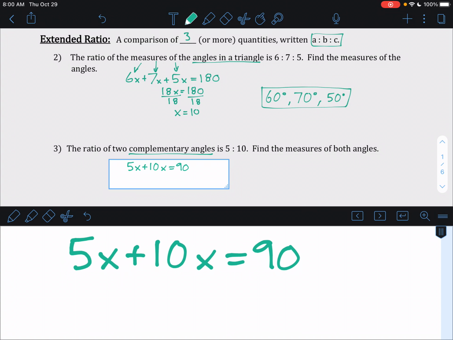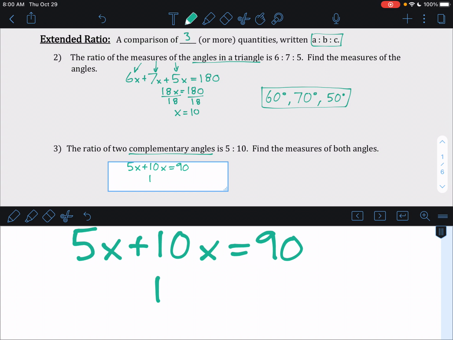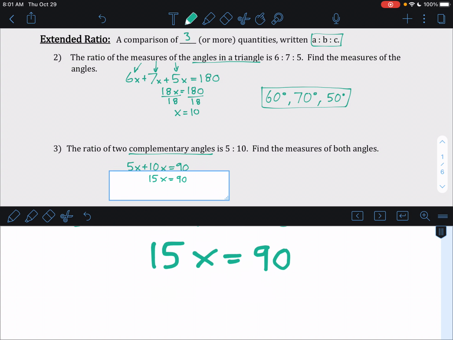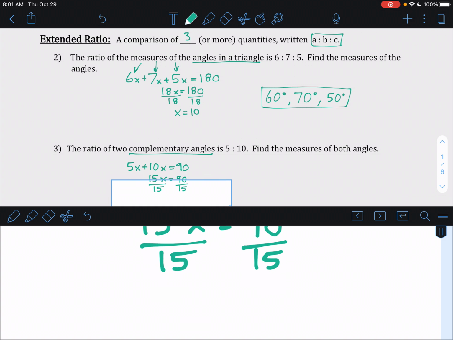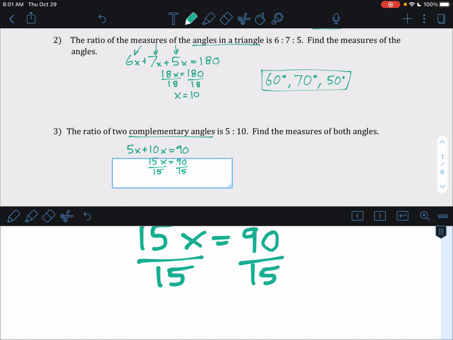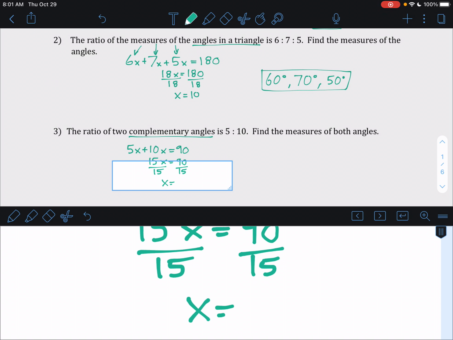You need to read the problem carefully to see what it's asking about. So I'm going to combine my like terms. That gives me 15x equals 90. Divide both sides by 15. Let's see, x equals 6.